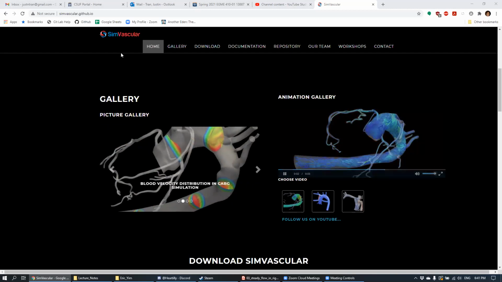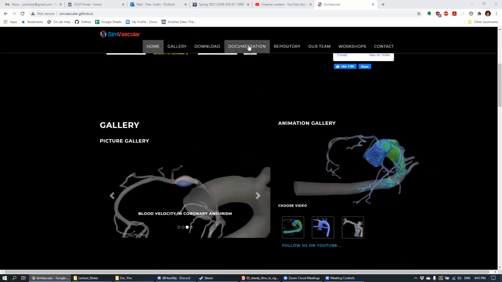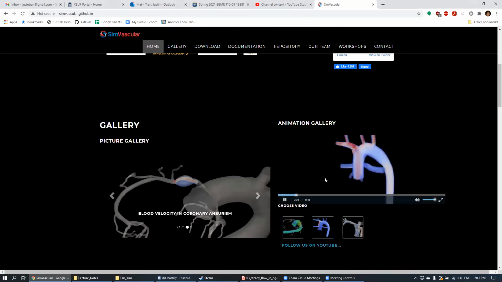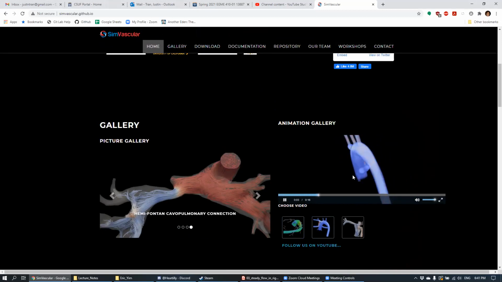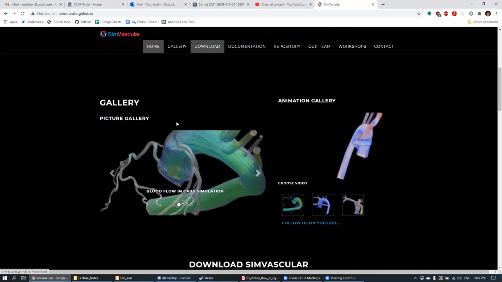Okay. And so how do you actually download this? If you go on this website, you can see that there are several tabs up here. We're viewing the gallery, so if you want to view different videos here, you can do that. They're all really cool. And so Michael, here's actually one where the walls move. You can see the walls pulsing. But to actually download the software, you need to click on download right here.